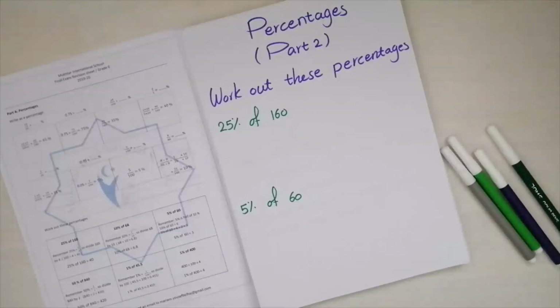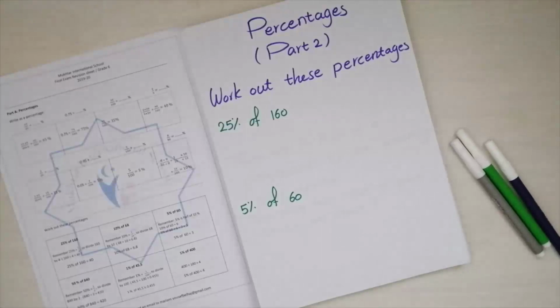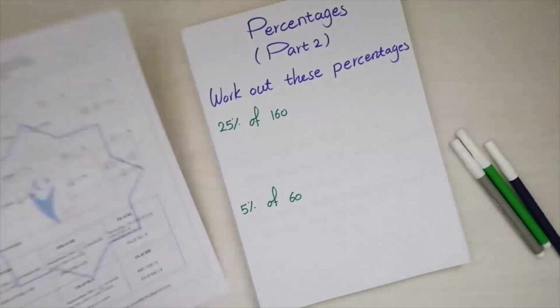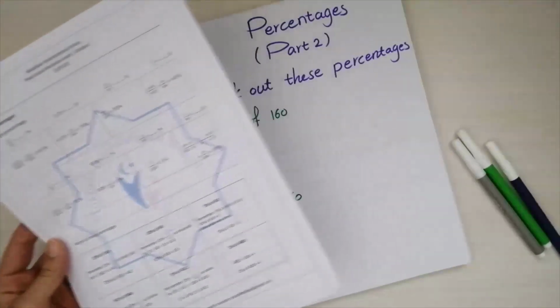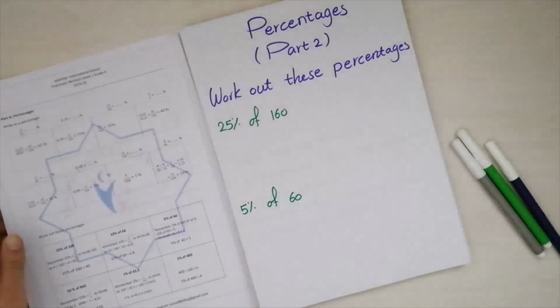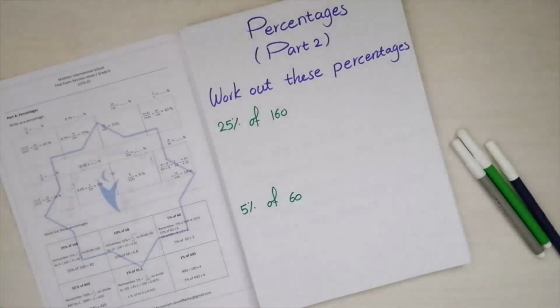In the previous lesson, we saw how to write percentages as fractions in the simplest form and how to write fractions and decimals as percentages. In this lesson, we will see how to find percentages of numbers. I selected some questions from the worksheet and I'll solve them in this video. The first question is, work out these percentages.